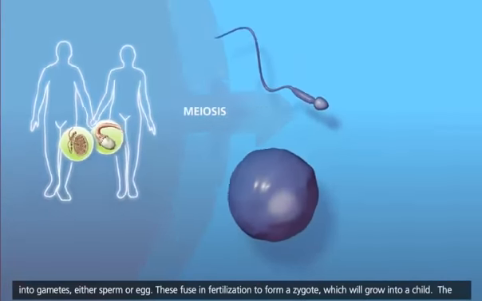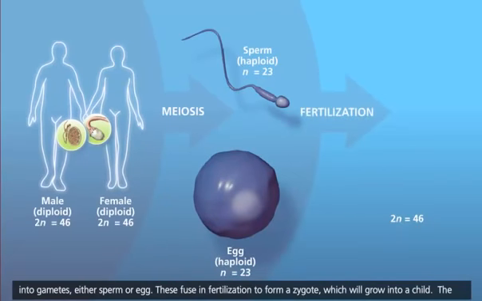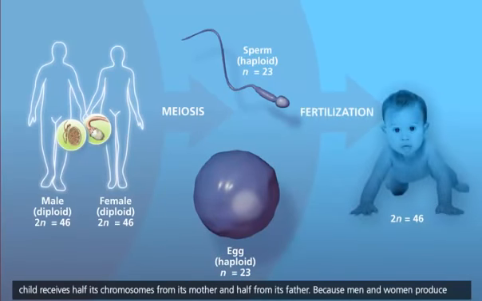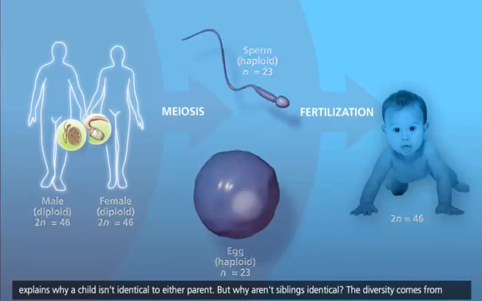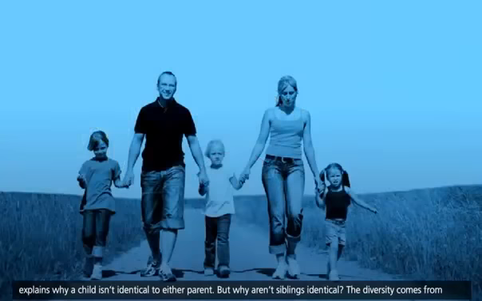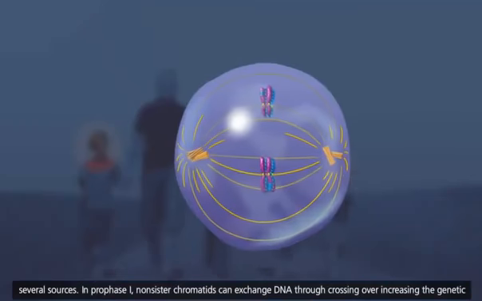These fuse in fertilization to form a zygote, which will grow into a child. The child receives half its chromosomes from its mother and half from its father. Because men and women produce millions of gametes, and the selection of gametes in fertilization is random, this contributes to genetic diversity. This explains why a child isn't identical to either parent. But why aren't siblings identical? The diversity comes from several sources.